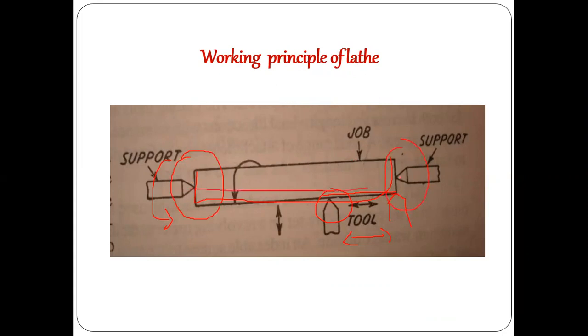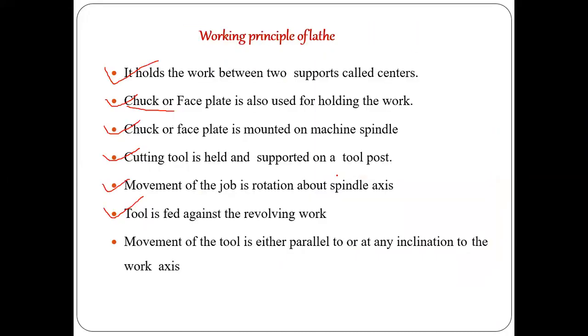The workpiece is rotated about its axis. This rotating workpiece is fed by a cutting tool. By the feed given by the cutting tool, we remove the unwanted material. So this is the basic working principle of the lathe, as mentioned here.